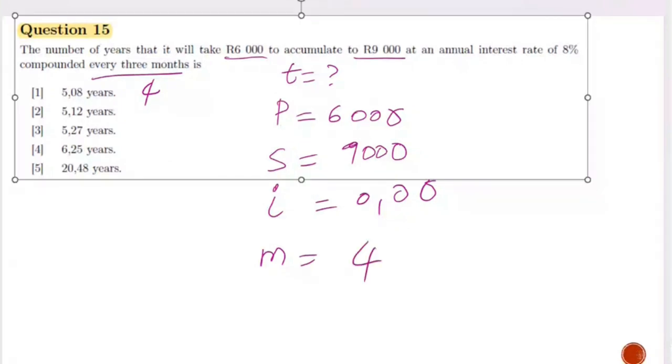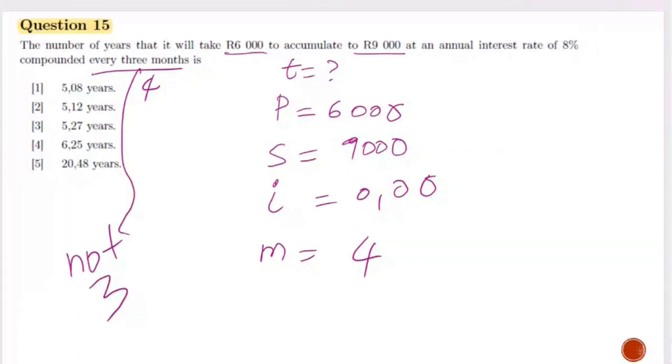Not 3. Don't get into that and think, oh, this thing is compounding every 3 months, therefore your M is equal to 3. If ever they say this thing is compounding every 2 months, how many 2 months do you have in a year? You've got 2, 4, 6, 8, 10, 12. You've got 6 two-month periods. So your compounding periods, that is your M, is going to be 6 in that case, not 2.